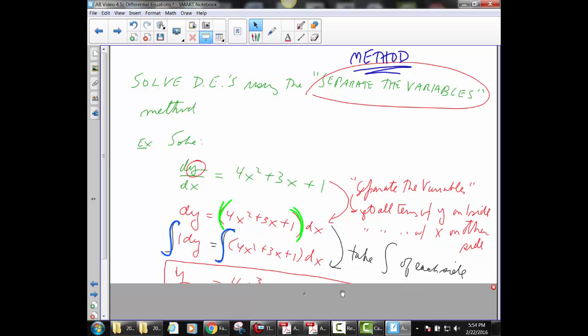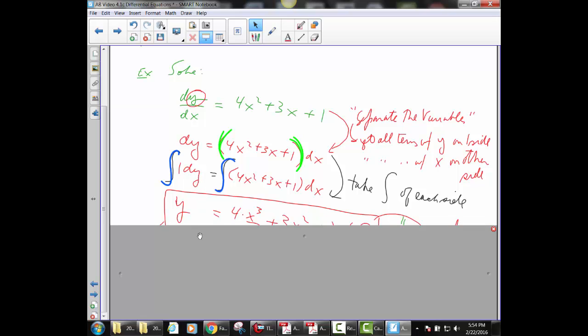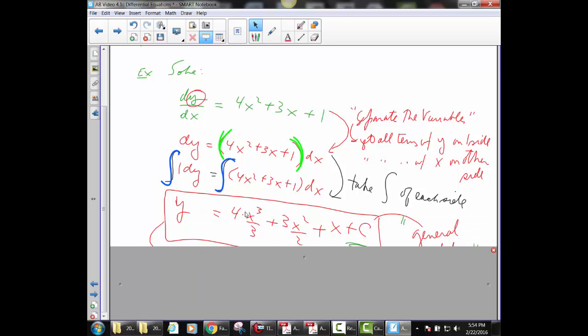Then you're going to take the integral of each side. On the left, you have the integral of 1 dy, which is y. On the right, when I integrate, I have 4x cubed over 3 plus 3x squared over 2 plus x, right? The derivative of x is 1, so the integral of 1 dx is x, and your constant.